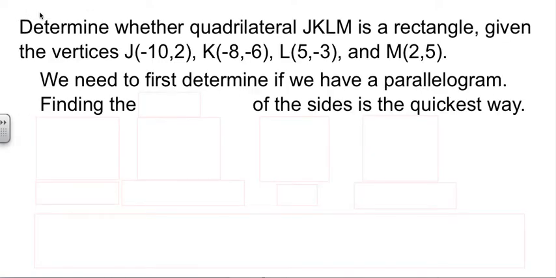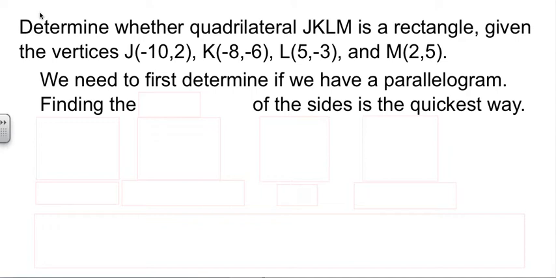So let's determine whether we have a rectangle based on the 4 vertices. Okay, remember, the first job you have is to decide if you have a parallelogram. Now, we have a lot of options in front of us. We could find out if the diagonals bisect each other.